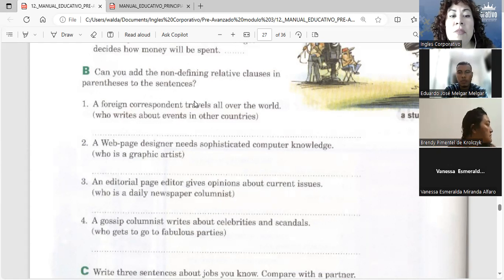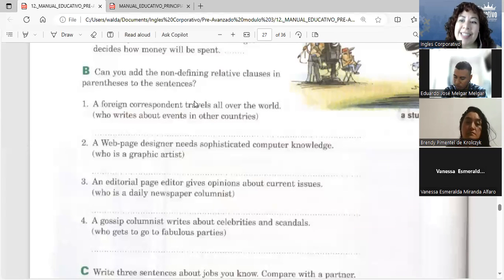Now, something you have to be careful with, and what I was noticing when I was helping many of you in the platform, is that you have to be careful what is the extra information, because some of you were putting the wrong extra information. So just be careful with that, okay? And what I'm going to ask you to do is work with a partner, and you're going to complete these ones, okay?